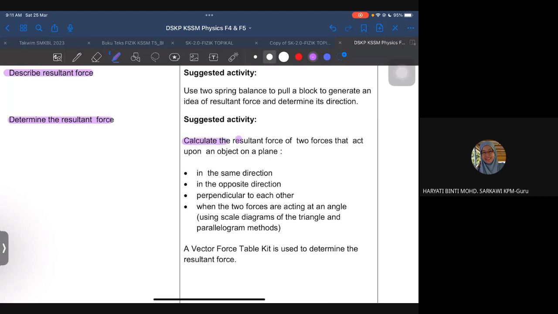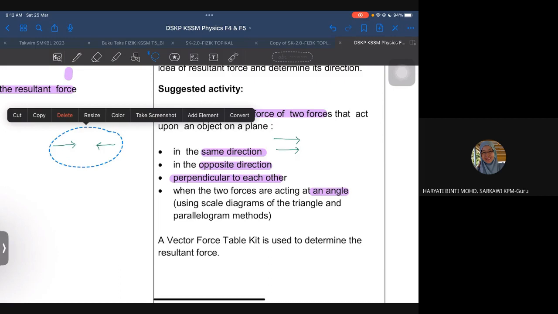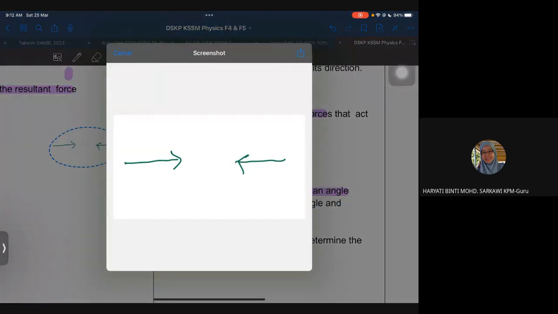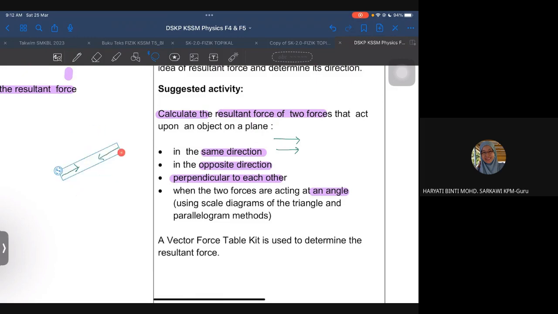Calculate the resultant force of two forces that act upon an object on a plane in the same direction, opposite direction, perpendicular to each other, and at different angles. If same direction, it is either both to the right, both to the left, both upward, or both downward. Opposite direction will be one to the right, the other to the left. It is either like this or like this. But normally we look at horizontal or vertical.